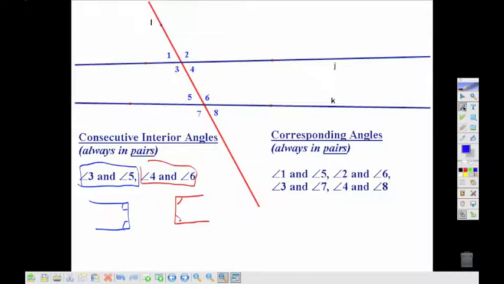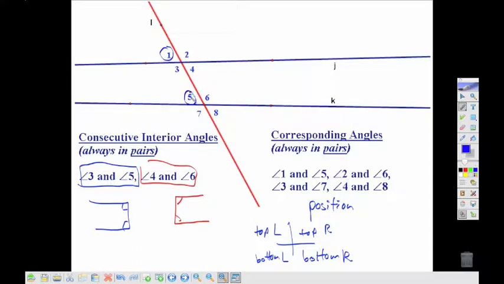We can also have corresponding angles. Corresponding angles are in the same position. So if I think at any line, if I think top right, top left, and bottom right, and I compare this from either part, I can notice that 1 and 5 are both on the top left, so they are corresponding angles. They correspond to the same position.